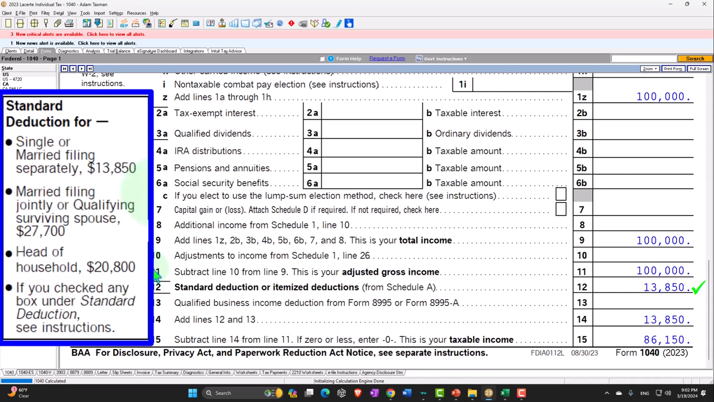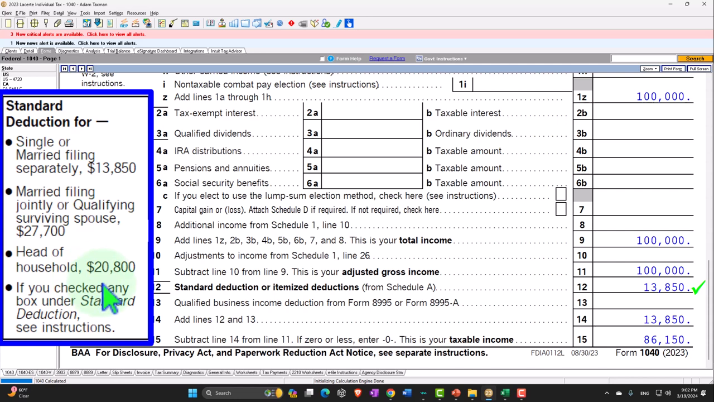Then we also have to have a general idea of the standard deduction to know whether or not we would be itemizing. So we can see on the left-hand side, we've got the standard deduction at 13,850 for the single filer. It's tied to the filing status generally. Married filing jointly, double that, at 27,700. And then head of household, in between, at 20,800.